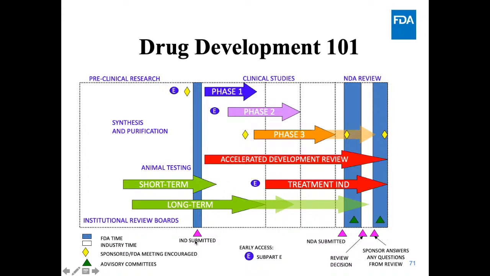And at the end, in between, you can see these triangles. Here the IND is submitted, then the NDA is submitted in this part, and the review decision is taken here, and the sponsor answers any questions from the review on this part. Here on the green points are our advisory committees, and sponsor-FDA meetings are encouraged at these yellow diamond points.